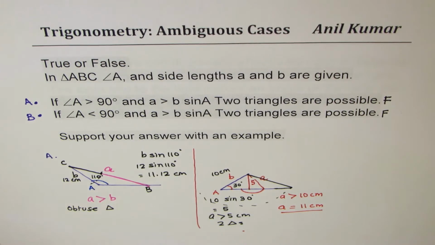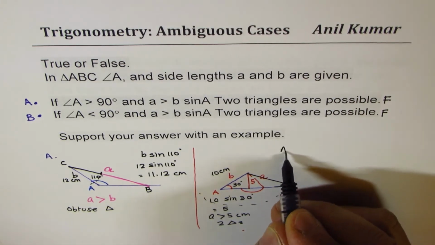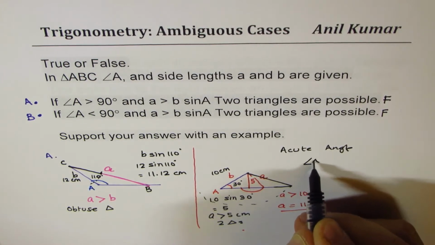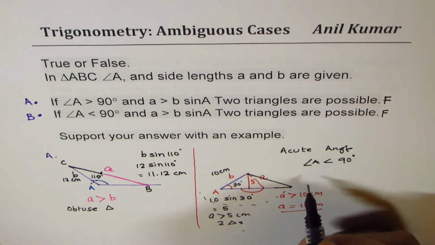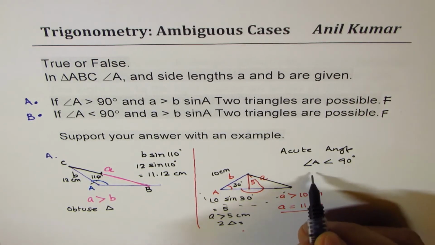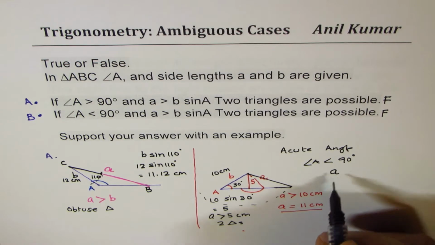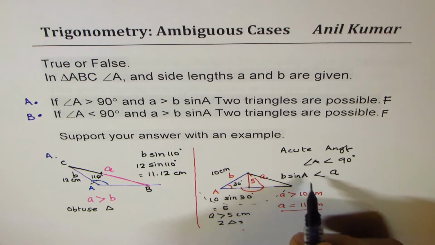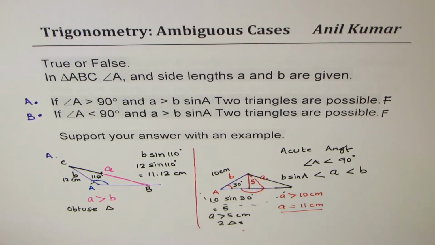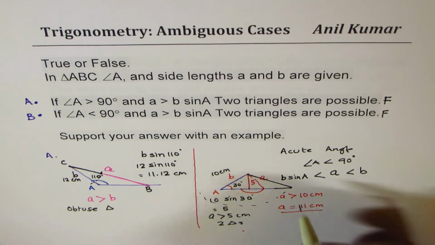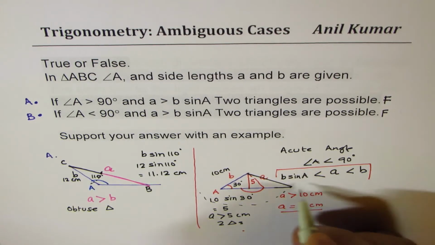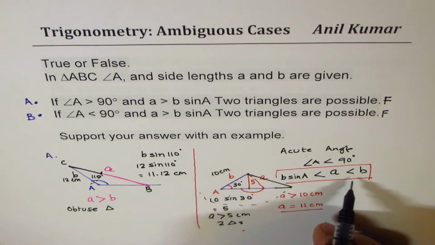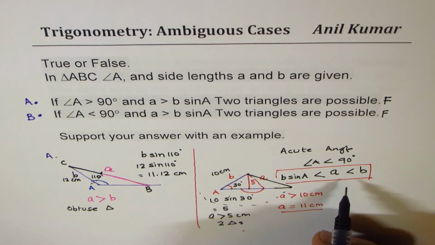So here, whenever we are talking about an acute angle, that is, angle A is less than 90 degrees, in that case, we should consider that side A is actually greater than B sine A, but less than B. So this condition, less than B, is also important. Correct? However, it could be equal to B or not. That is to be considered.